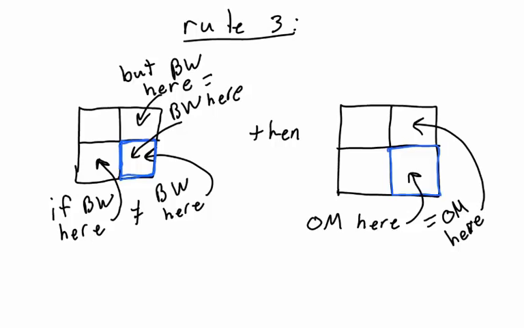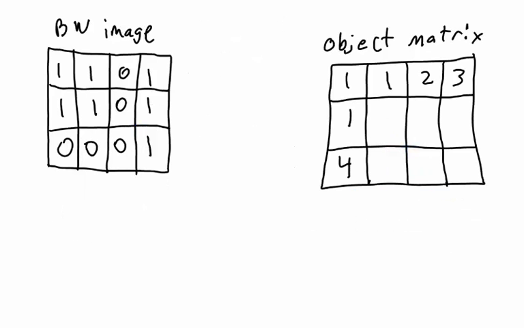Let's now look back at our example and fill in the rest of the object matrix pixel values using these three rules. Here's what we had after filling in the first row and the first column of our object matrix. We now want to fill in the other elements of the object matrix, and we have to use the three rules. Let's start by trying to fill in this pixel here.